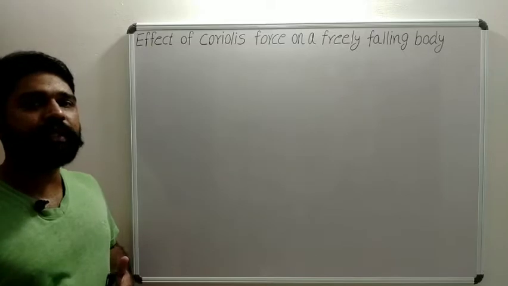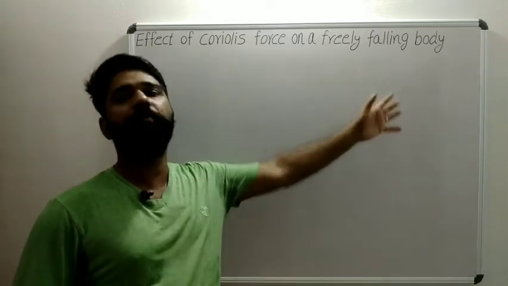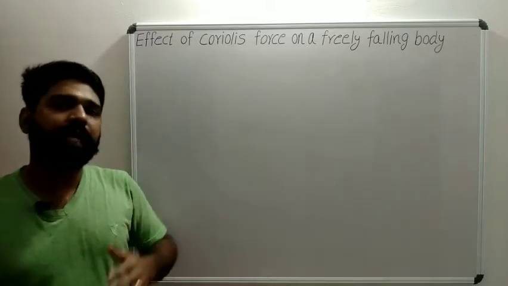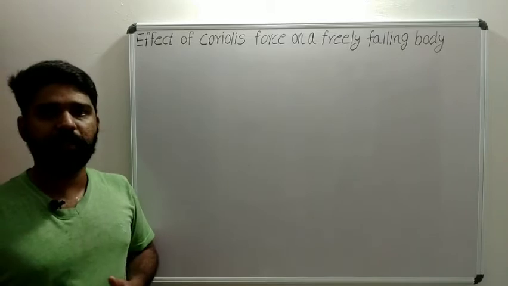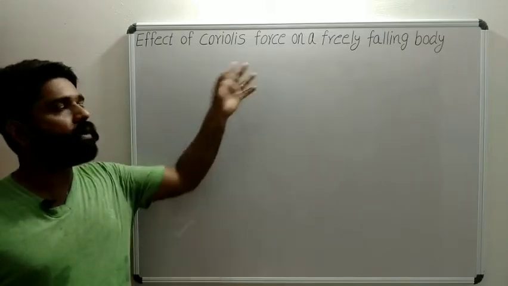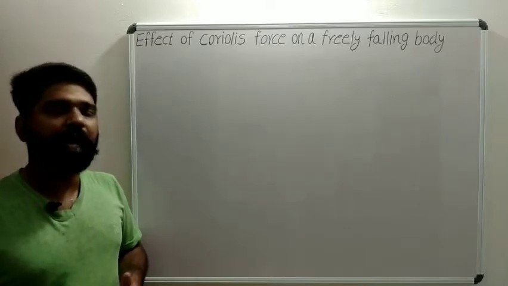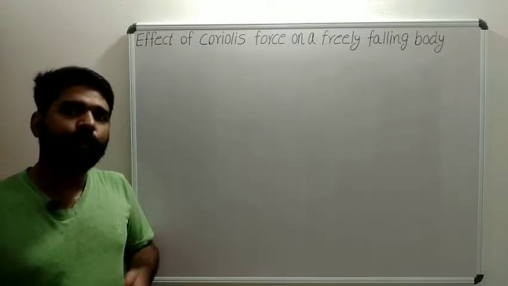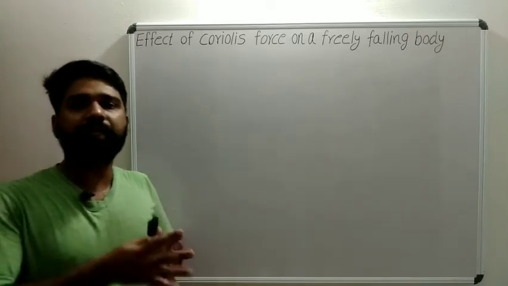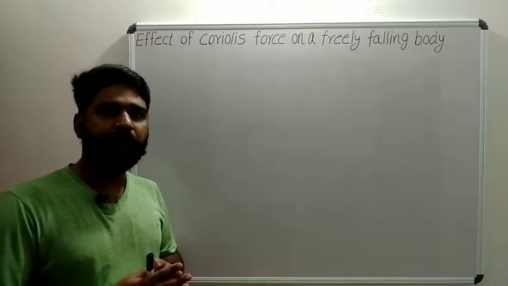Today we are discussing the effective Coriolis force on a freely falling body. In last class we derived an expression for Coriolis force, and now we have a good idea about what the Coriolis force is and what its equation is, right? And also in last class we said the earth is a very good example of a rotating frame of reference, right?